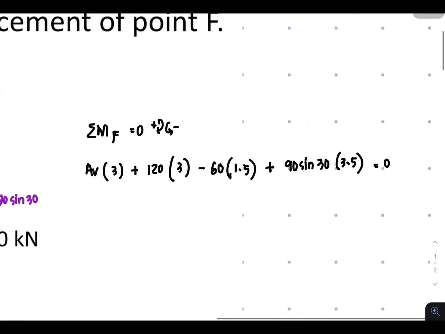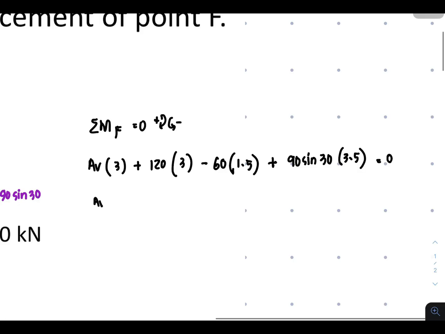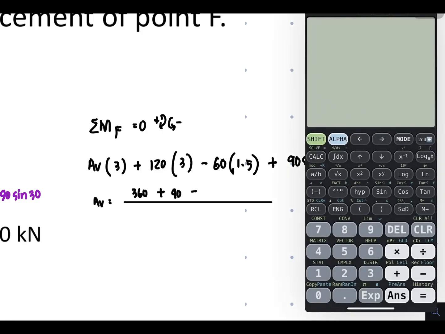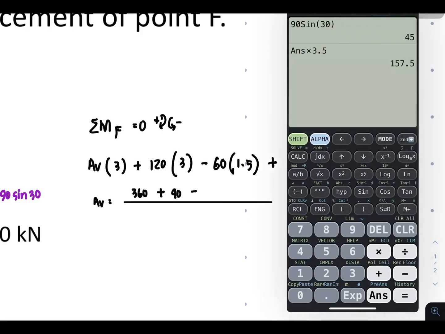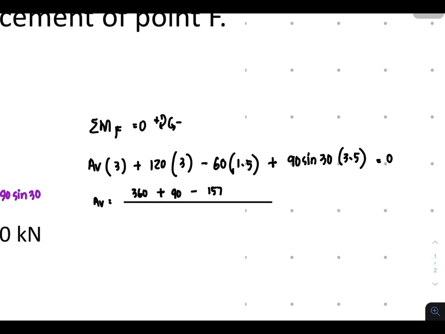Okay, that's all for our AV. And our AV here is equal to negative, now let's just place it here first. This is negative 360, then plus 60 times 1.5, this is 90, and then minus 90 sine of 30, that is 45 times 3.5, 157.5. All of that, 157.5, divided by 30.